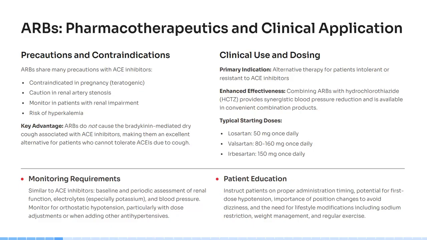Some of the advantages: ARBs do not cause that bradykinin-mediated dry cough, so this would be good in some of our African American patients that can't tolerate those ACE inhibitors. So, of course, this makes it a very good alternative for patients who can't tolerate an ACE. It is an alternative therapy for patients who are intolerant or resistant to ACE inhibitors. There is an enhanced effectiveness if you combine an ARB with, like, hydrochlorothiazide. It provides a good synergistic blood pressure reduction and it's convenient in combination products.